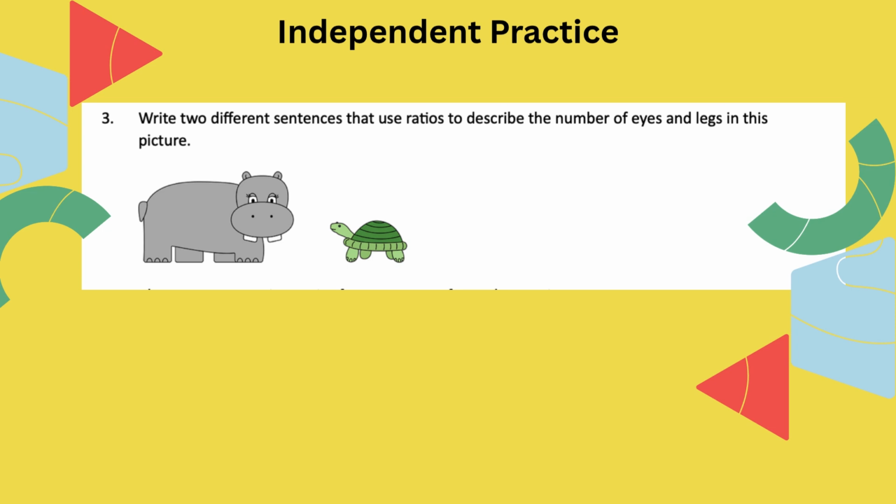Okay, question number 3, write 2 different sentences that use ratio to describe the number of eyes and legs in this picture. So you're looking at both animals, how many legs do they have and how many eyes do they have, and put that in a ratio in 2 ways.